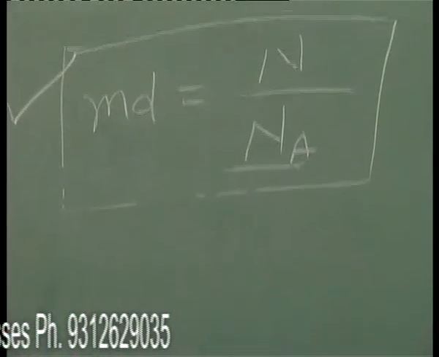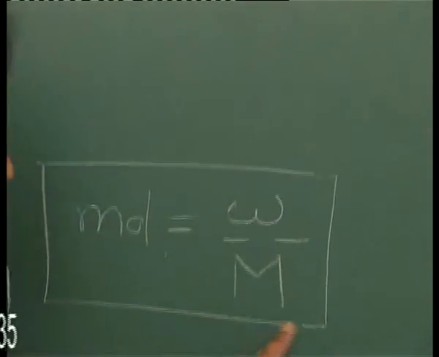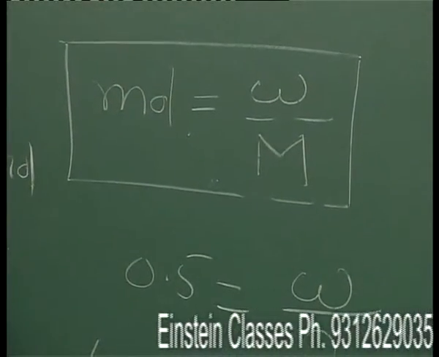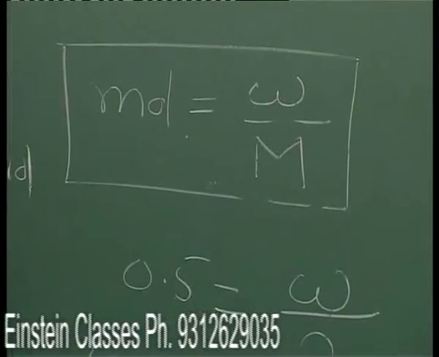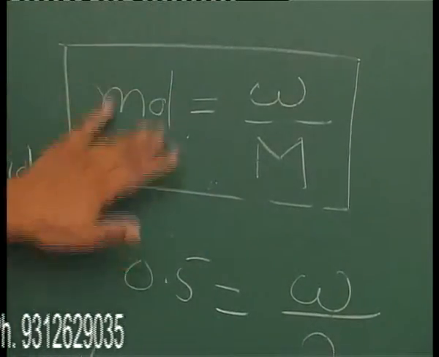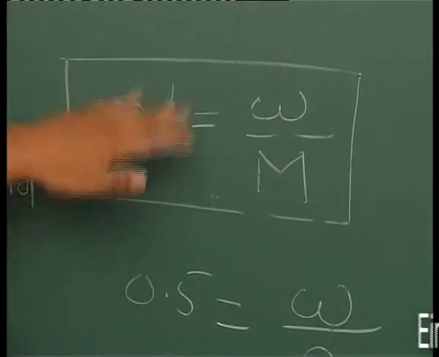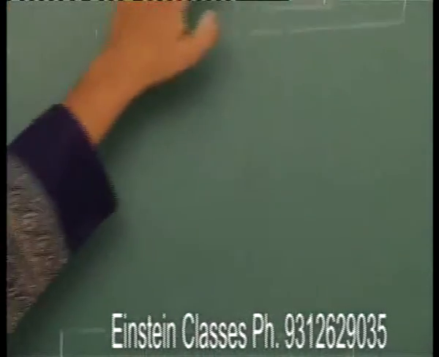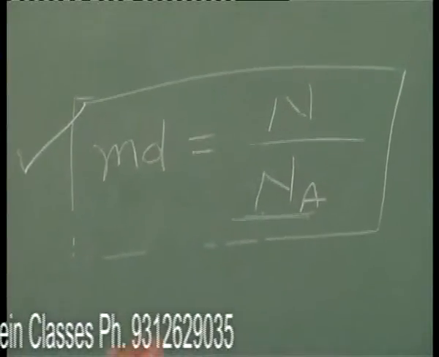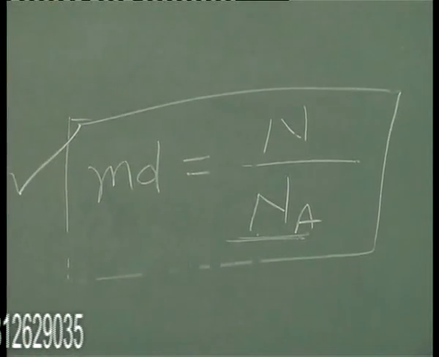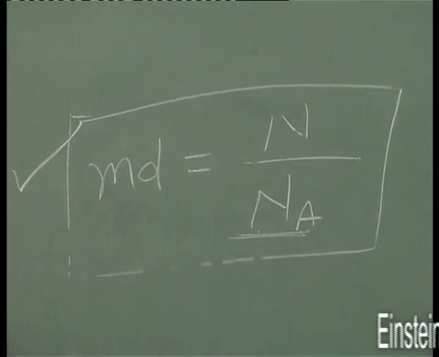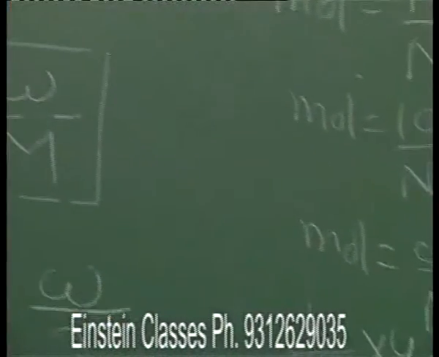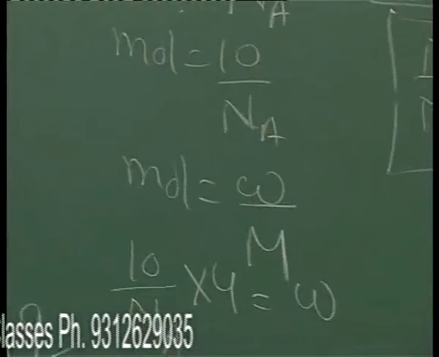Similarly, how does this relation come? With the help of the molar mass definition, that the mass of 1 mole of a substance is known as the molar mass. From these two relations, we can calculate the mass of the given number of atoms, or what is the mass of those given number of atoms. You can calculate with the help of these two relations. So this is basically the use of these two relations.